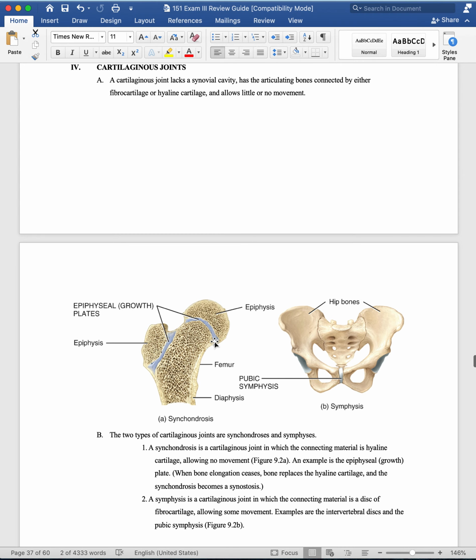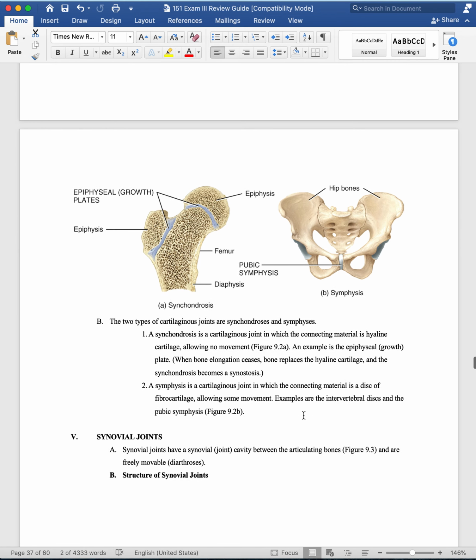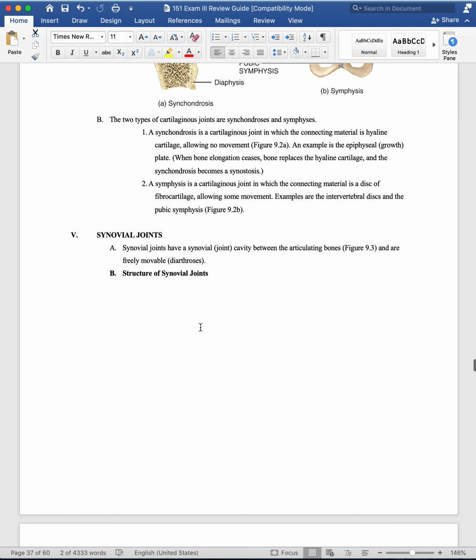Cartilaginous joints are going to have no synovial cavity, but articulating bones are going to be connected by cartilage. An example here is the cartilage that's found in the epiphyseal growth plate that's going to connect the epiphysis and the diaphysis. So that's going to be considered a cartilaginous joint. That's called a synchondrosis. Another example is a symphysis, like the pubic symphysis, which is going to be similar to the intervertebral discs, where we're going to allow for the articulation between 2 of the pubic bones or the hip bones.